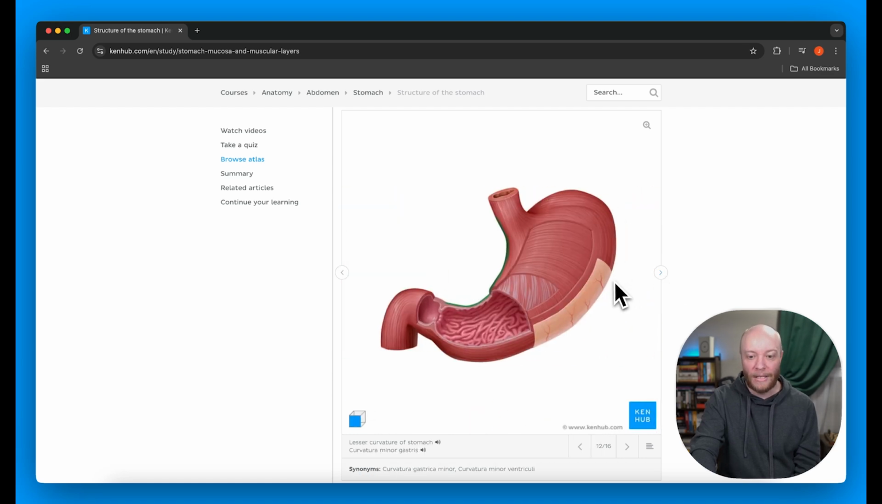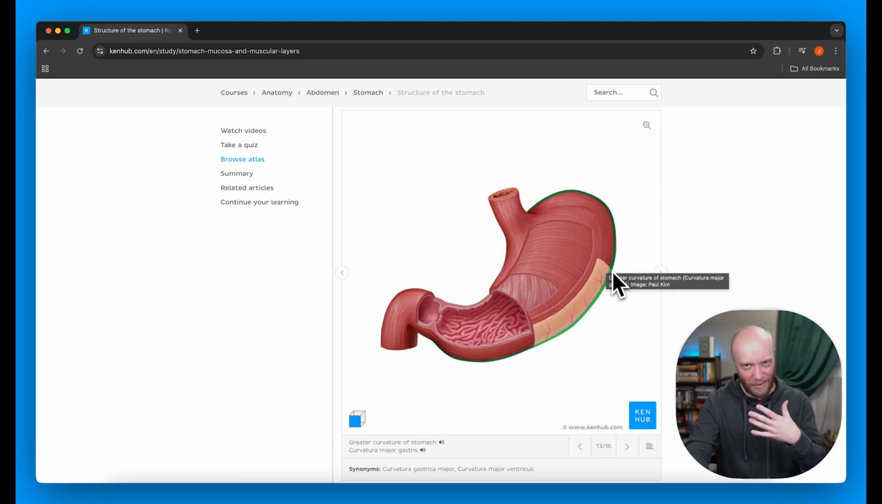All right. It's funny. So here's the lesser curvature. I already mentioned it, but now you can see that lesser curvature highlighted right here. There it is. We can then see the greater curvature of the stomach going all around that superior border on the top of the fundus as it goes down towards the pylorus.